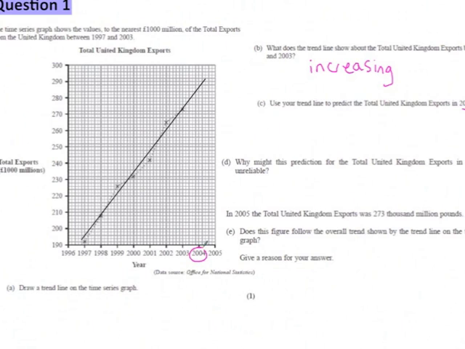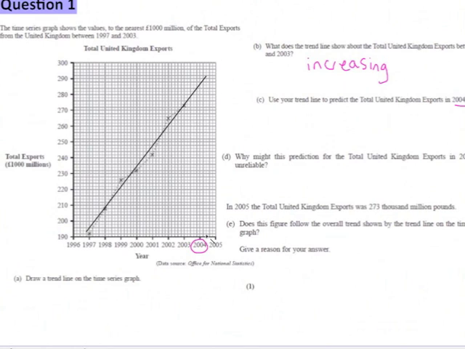2004 is here. Taking your ruler, we're seeing what our trend line shows us about 2004. So here, we're going down to 2004, and then we can read our value across here that will give us an idea about the exports. So this trend line suggests that the exports, using the scale correctly, 286.